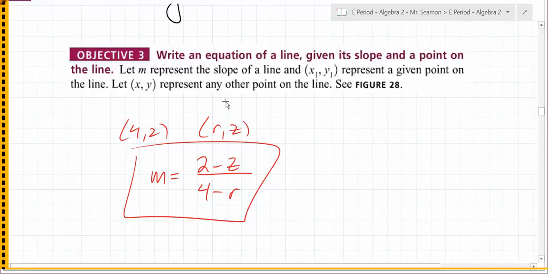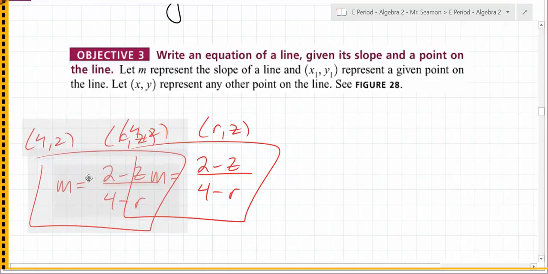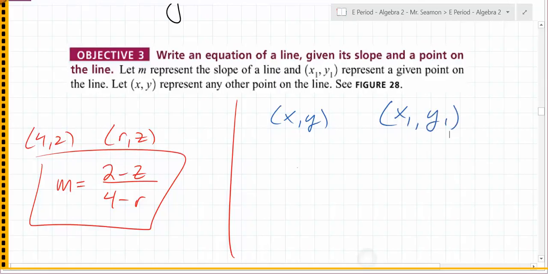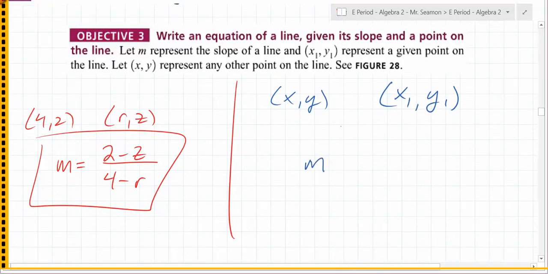Let's do the same exact thing, but instead of not knowing one point, let's say we didn't know both points. So instead, let's say we had the point x, y, and the other point was x1, y1. What's the slope going to be there? What's this slope going to be? Someone who hasn't spoken yet. What's that slope going to be?